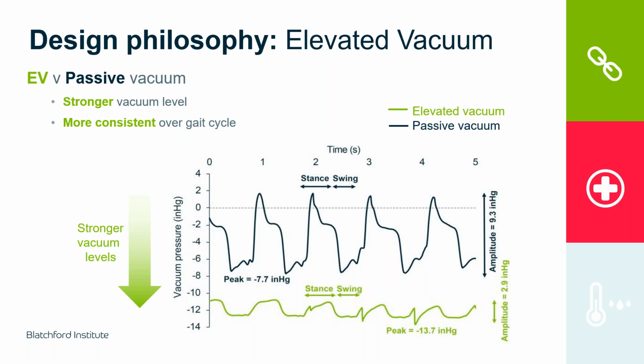But you can also see the difference in pressure. So the black line, or the octopus ink line, which is the passive vacuum, we have a range of just over 9 inches of mercury between the strongest vacuum and the weakest vacuum. But when you compare this to the green line, the elevated vacuum, the range is just under 3 inches of mercury. So this effectively means that there is less pistoning with the elevated vacuum when compared to the passive vacuum.